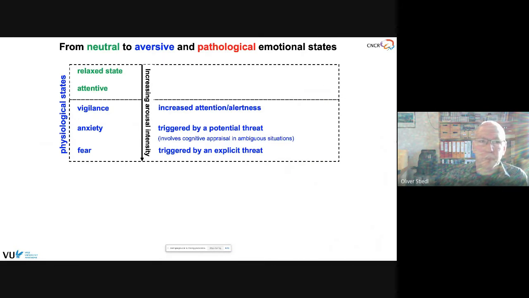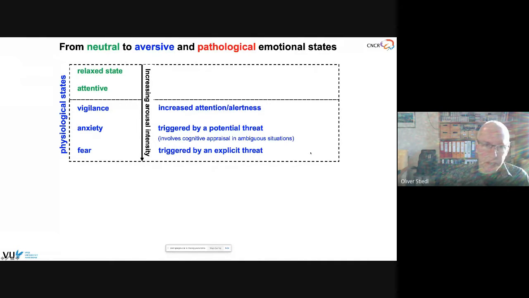Just to give you a basic principle, of course, we talk about from neutral to aversive and pathological emotional states, in that we characterize a relaxed state, an attentive state. We refer to increasing arousal intensity, where vigilance is increased with increased attention and alertness. Then we talk about anxiety, that is triggered by a potential threat, or fear, which is triggered by an explicit threat.